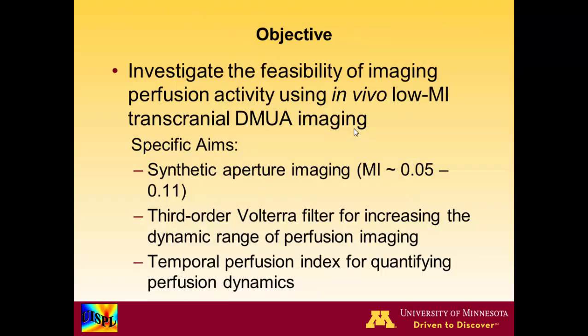So the objective of this paper is to investigate the feasibility of imaging the perfusion activities using in vivo low mechanical index transcranial DMUA imaging. To be specific, we use synthetic-aperture imaging under the low MI, about 0.05 to 0.11. The advantage of synthetic aperture is that it transmits a single element each time, which could give us uniform excitation throughout the brain from different angles. And low MI will minimize the nonlinear signals from the tissue.